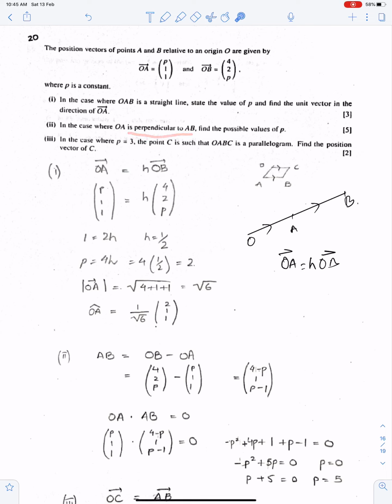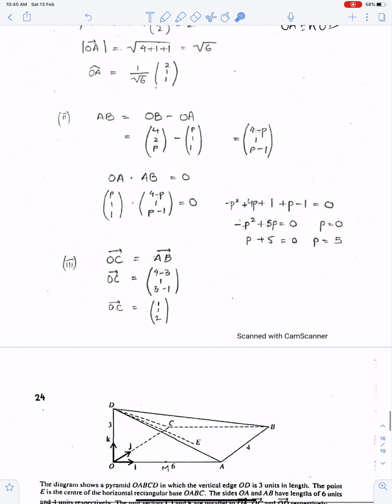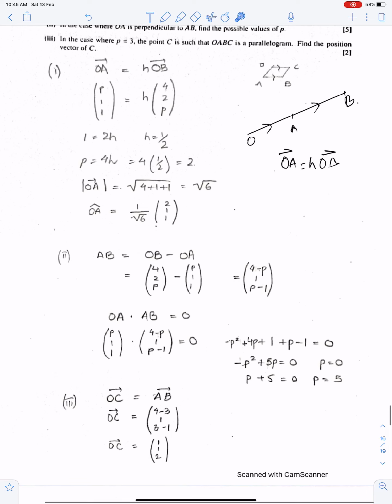Perpendicular, you all know how to do this. Take the dot product of these two vectors and get the values of P. OABC is a parallelogram. This is so simple. Make a rough sketch and use the parallelogram method. In parallelogram, the opposite vectors are equal. Equal means parallel and have same direction.